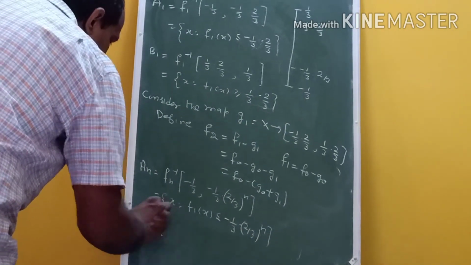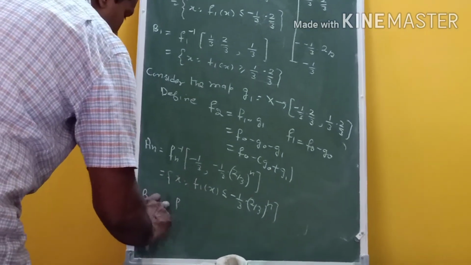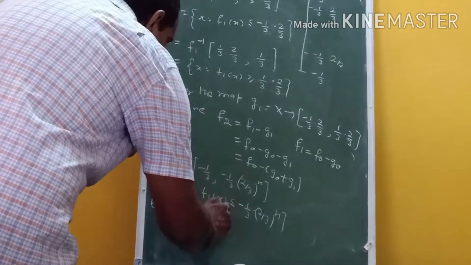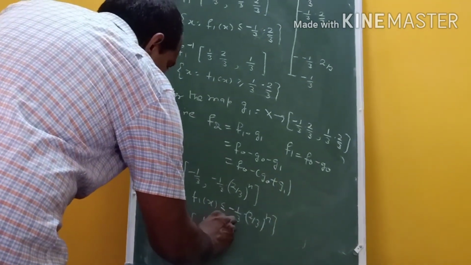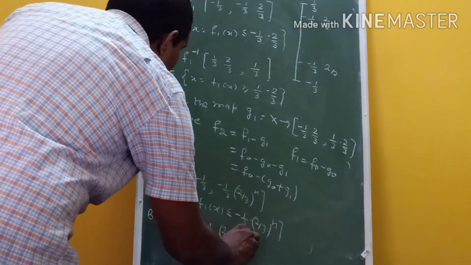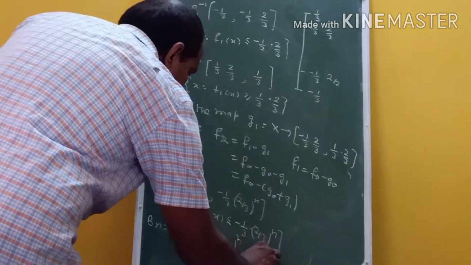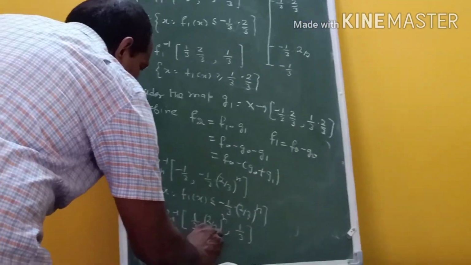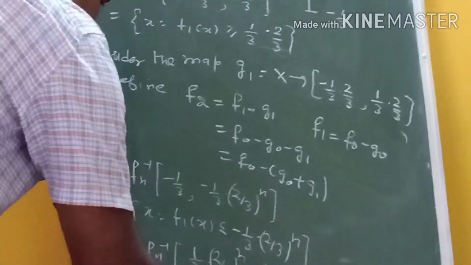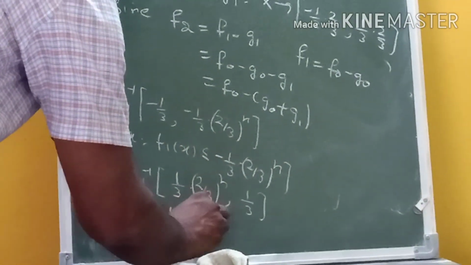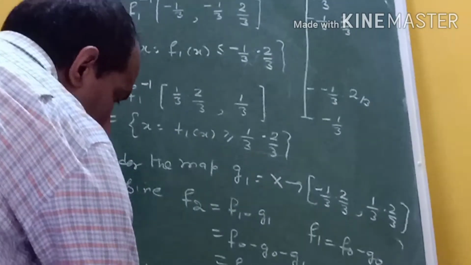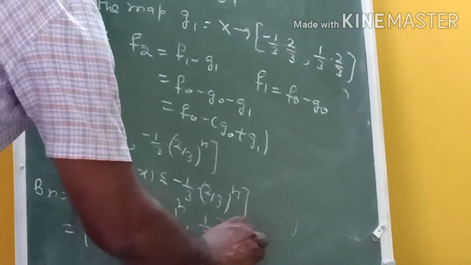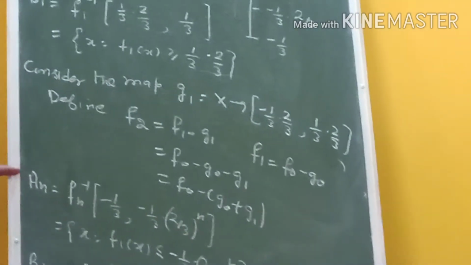This B_n can be written as f_n inverse of 1 by 3 into 2 by 3 power n and 1 by 3. And this can also be written as the set of x such that f_n of x is greater than or equal to 1 by 3 into 2 by 3 power n. This is A_n and this is B_n.